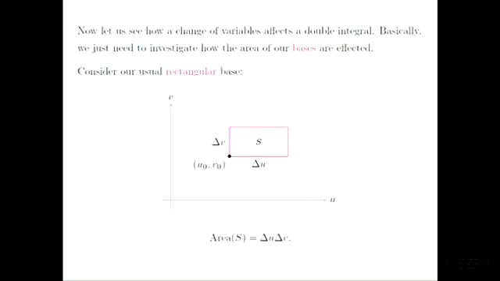So consider our rectangular base, returning to this. In rectangular, we liked rectangular bases because we knew that the area of this rectangle is just going to be delta u, delta v. In polar, we knew that it's going to be r dr d theta. What's it going to be now for general transformations? Who knows?